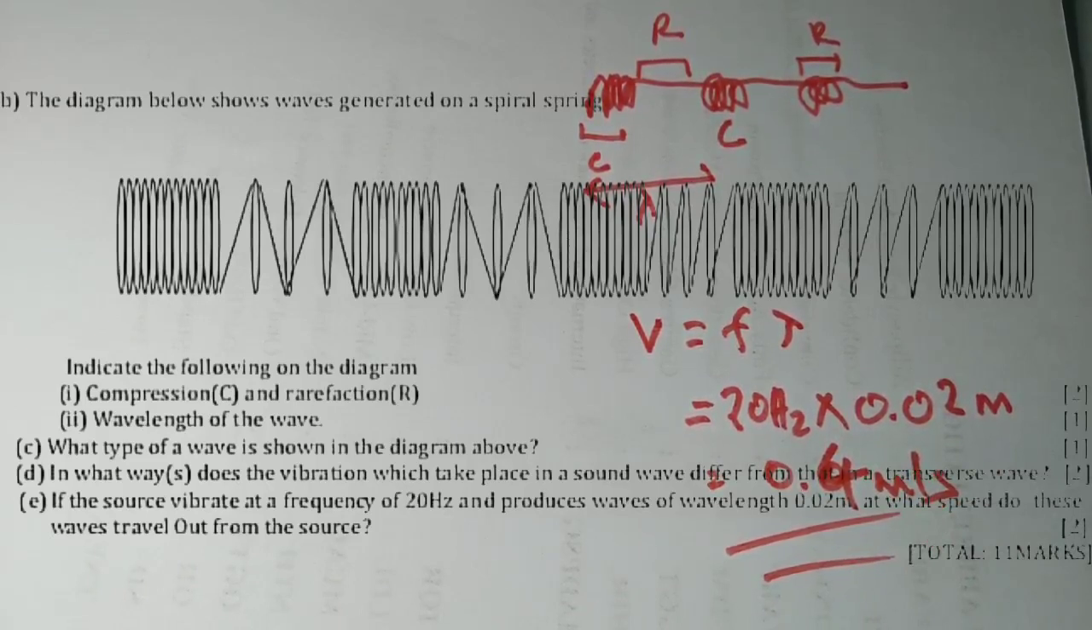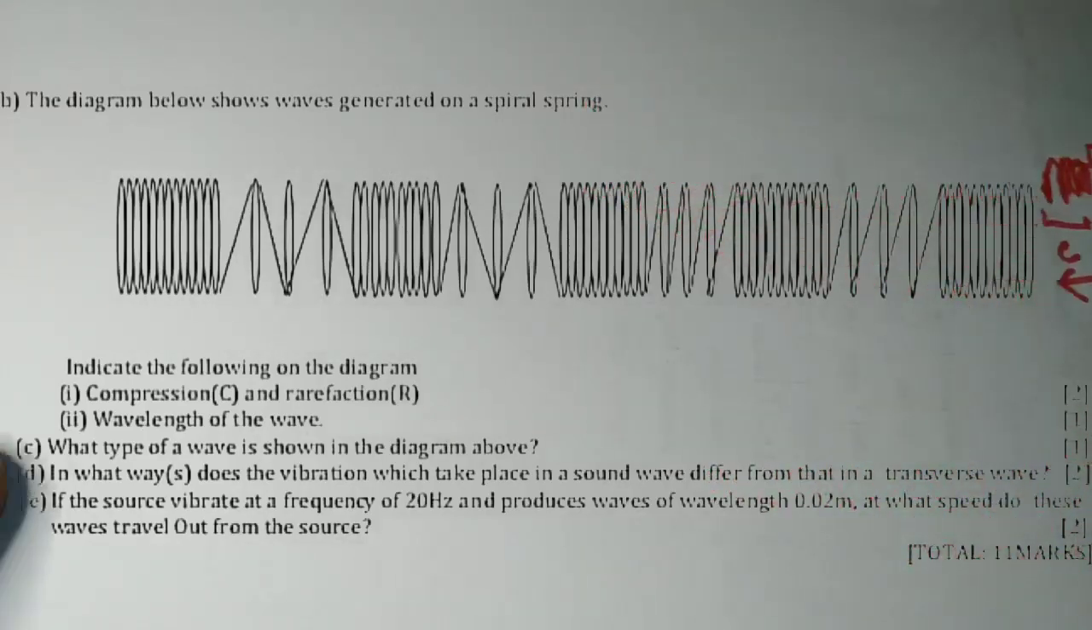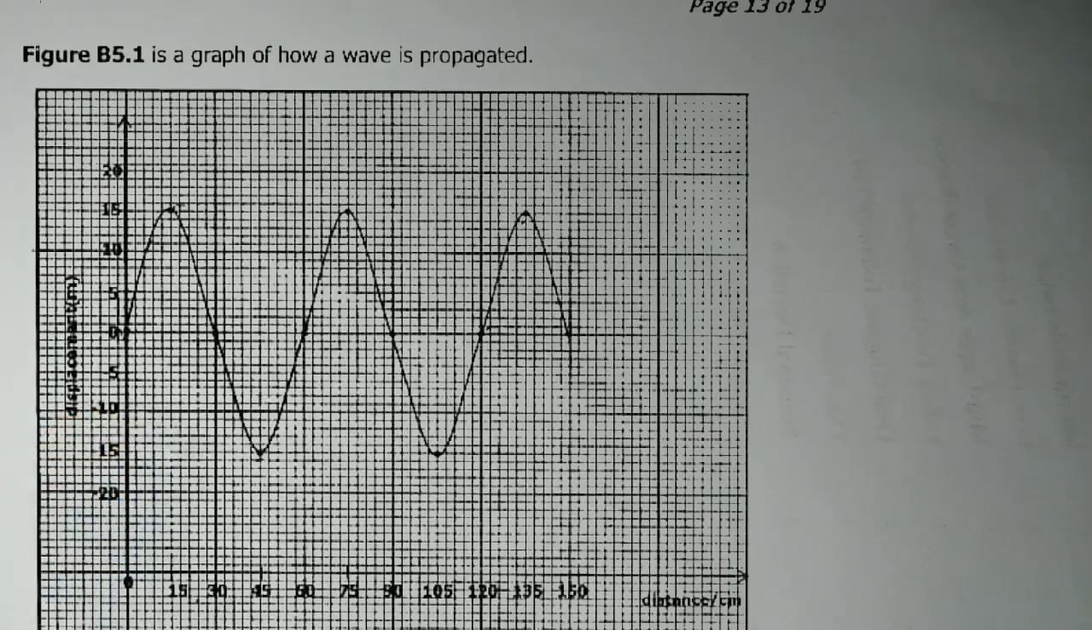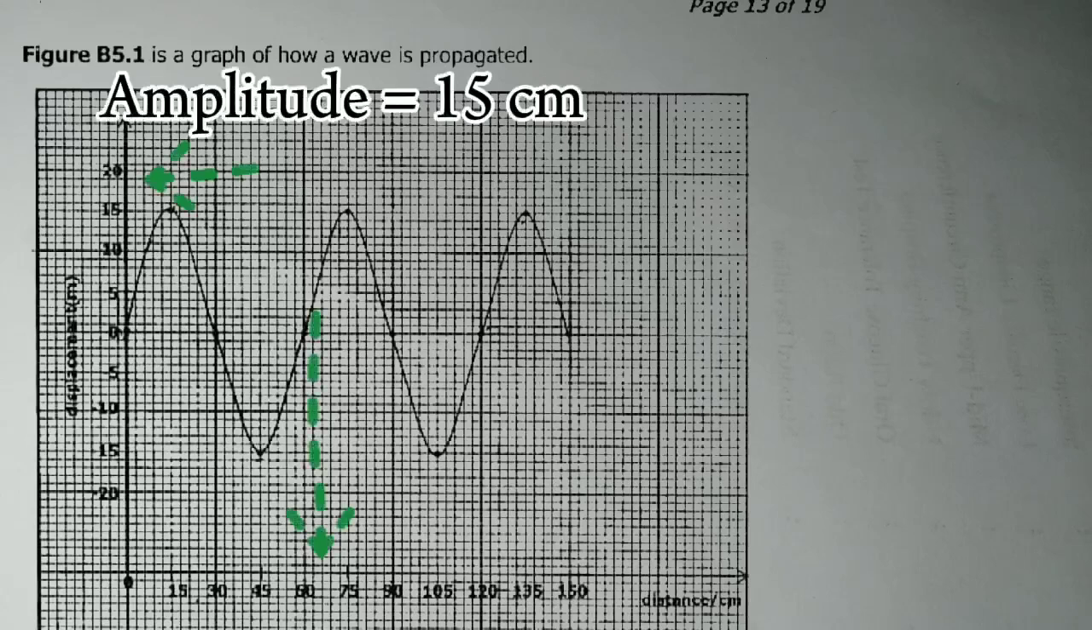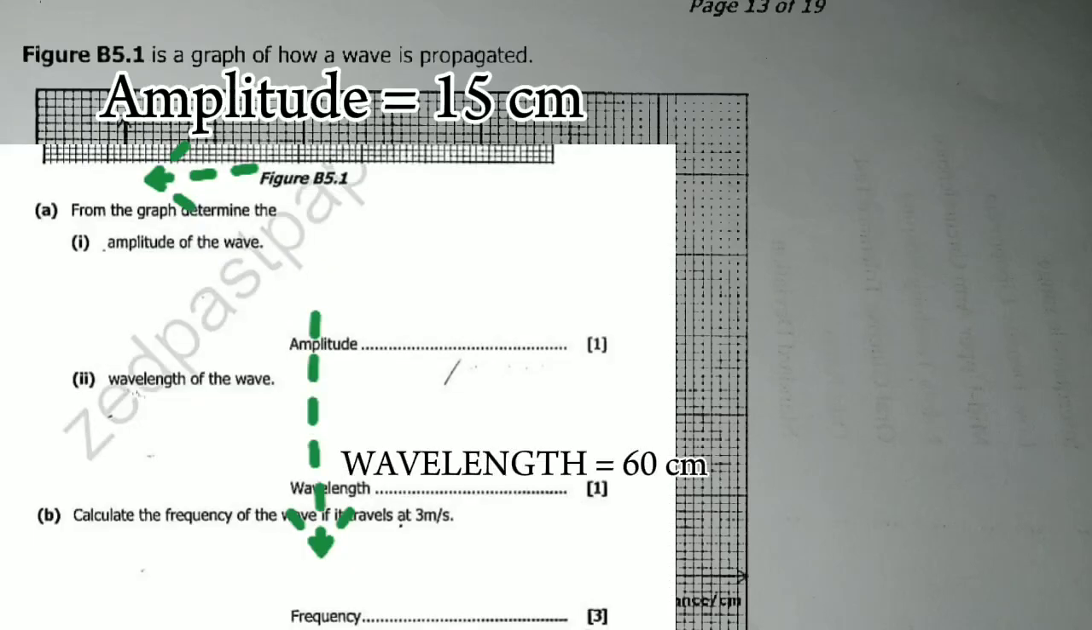So we have this figure here, a graph. From the graph, determine the amplitude of the wave. We can see the amplitude of the wave there, it's simply 15, well, these are centimeters, 15 centimeters. The wavelength there, it's 60. From the diagram, calculate the frequency.